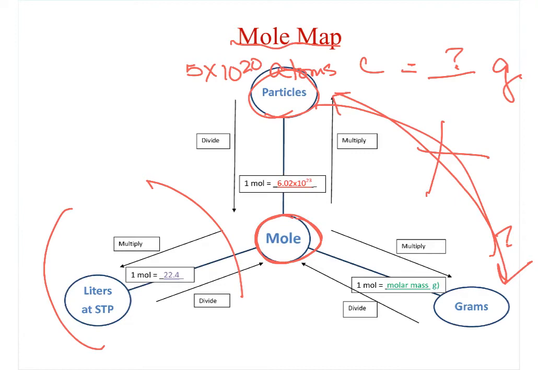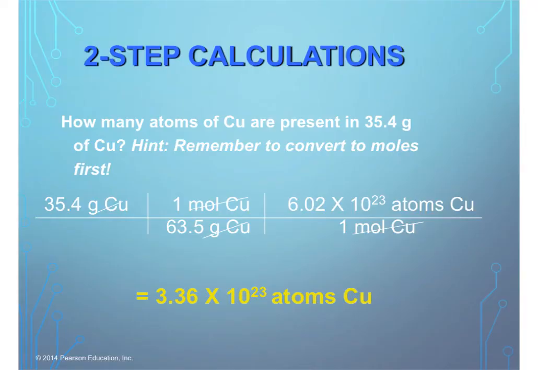So your first step is follow the arrows. Your first step is going to be to convert from particles to moles. Everything has to go through moles. And in a second calculation then, you will convert from moles to grams. This is important to practice, a bunch of practice problems, okay? And this map is here for reference if you want to print it out or something.